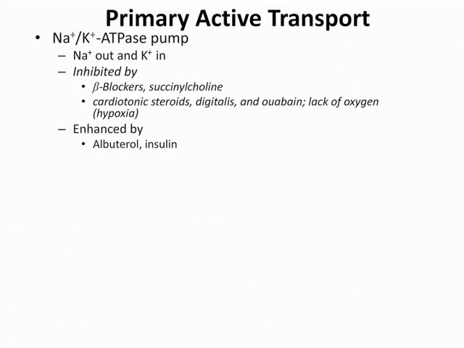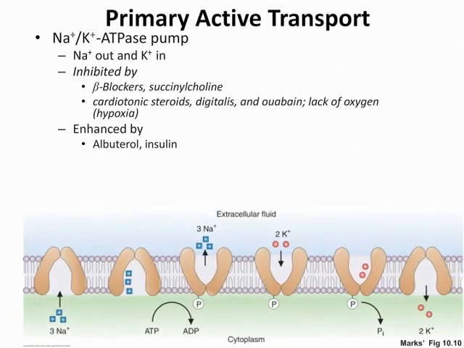So we have two types of active transport right here. Remember, active transport requires ATP because it's going against the concentration gradient. So the very popular sodium-potassium pump, you should know which one comes in and which one comes out. If you look at the picture below, you notice that 3 sodium come out for every 2 potassium that come in. You should know what it's inhibited by and what it's enhanced by.